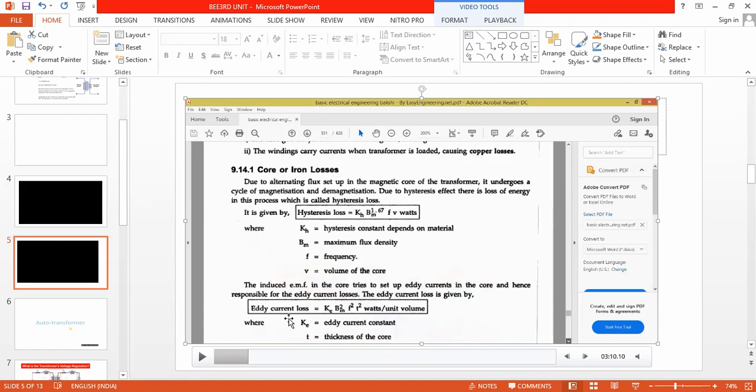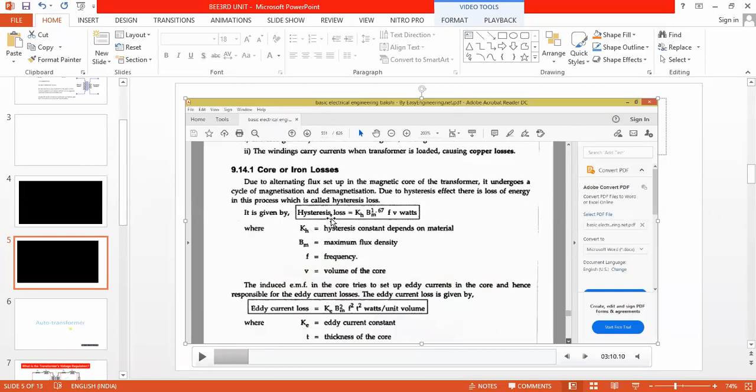That's all. And this eddy current formula, there is no proof. It is based upon the assumption. We have to remember this one: K B square F square T square. Okay, this finishes the eddy current. No need of these statements here because already we have introduced. Now, hysteresis loss. What is this loss?